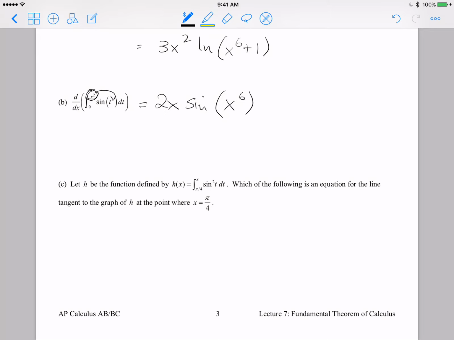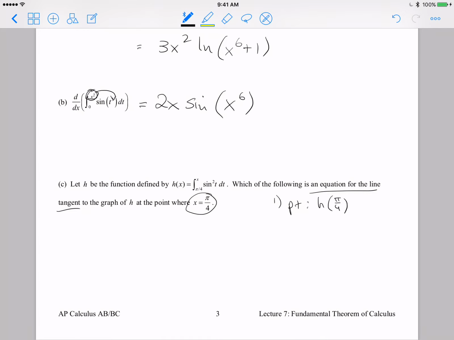And then problem C here is just an application of using the second fundamental theorem of calculus. It says, let h be the function defined by the integral from pi over 4 to x of sine squared of t dt. Which of the following is an equation for the line tangent to the graph of h at the point where x equals pi over 4? So we're trying to find the equation for a tangent line. The first thing that I need is a point. It gave me the x value, which is pi over 4. So to find the y value, I'm going to plug into the original function.